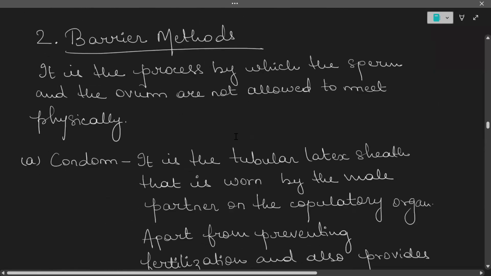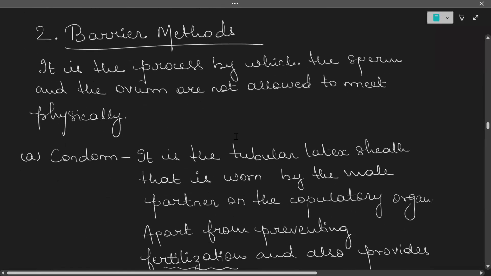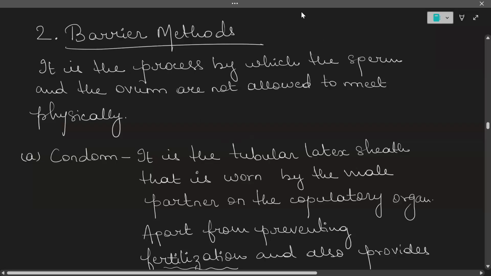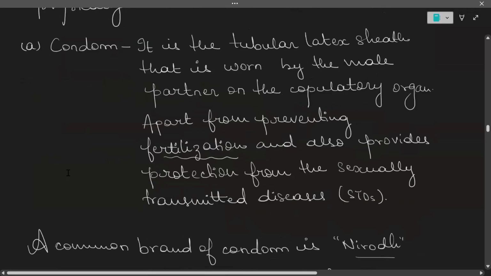Then comes the second kind, which is the barrier method. Now, all of you understand what barrier means. It's like a physical stoppage. So it is the process by which the sperm and the ovum are not allowed to meet physically. The first contraceptive under the barrier method is the condom.